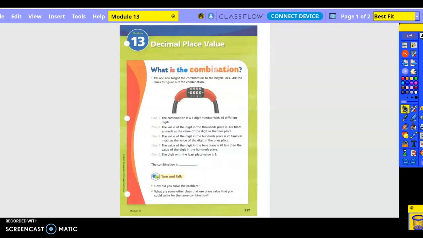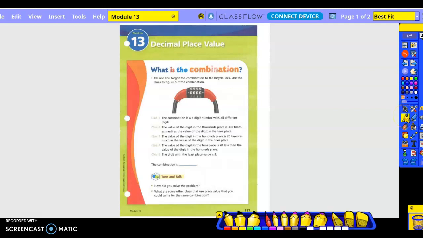So we have to figure out where the 5 would go first, guys. Where would that go? You said the back, so that's the ones place, right? Okay, and then it says the value of the digit in the hundreds place is 20 times as much as the value of the digit in the ones place. So what would that be? 100, but it's in the 100 spot, so we'd have the 1 in the 100 spot, right? Okay.